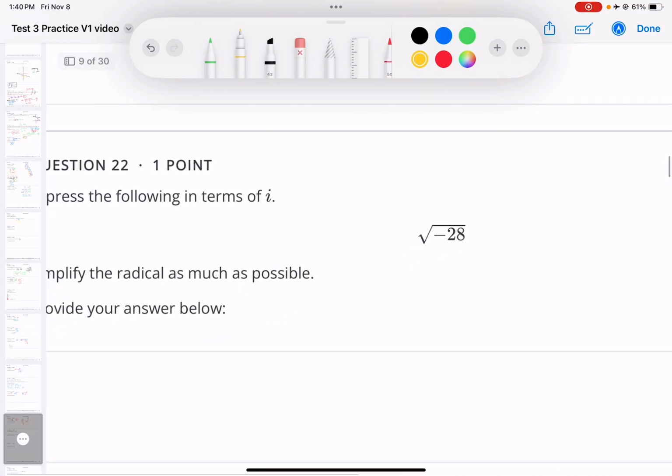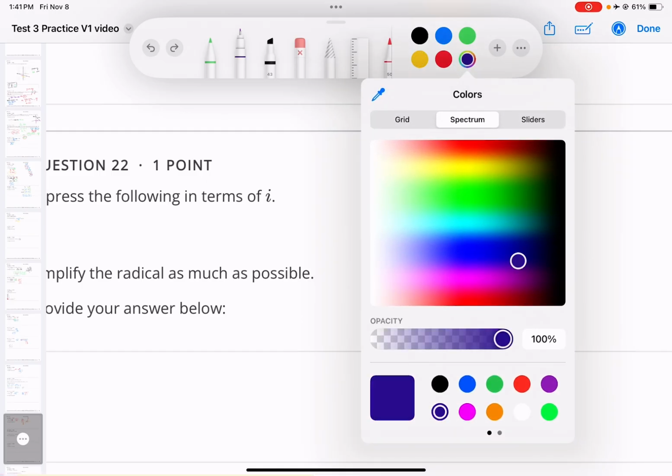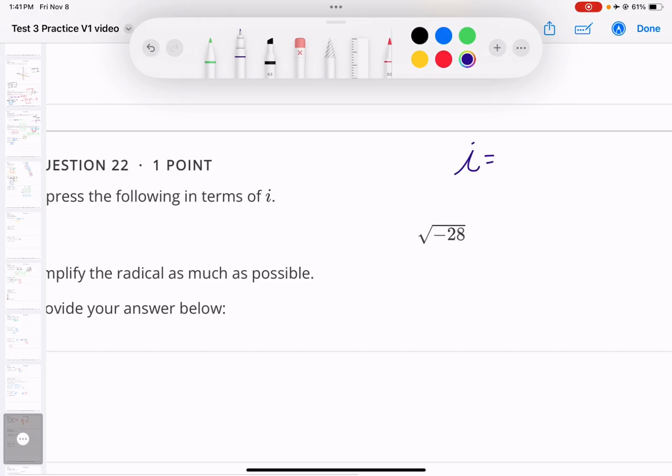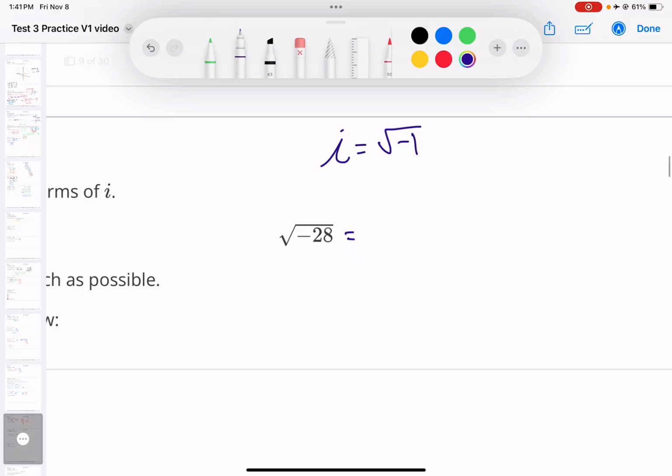Okay, so this one you need to write in terms of i. The big thing that we need to remember is that i is equal to the square root of negative 1. So this is an imaginary number. One of those things that I'm not the biggest fan of the name, but it is what it is. So I can rewrite this as the square root of 28 times the square root of negative 1. Now I know that this is just i. That's going to allow me to break this down to 4 and 7. This is 2 and 2. So I've got 2 root 7 i, which is the way it's written down in the answer key.